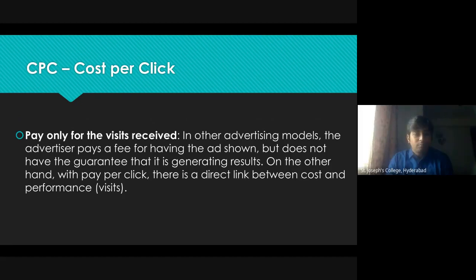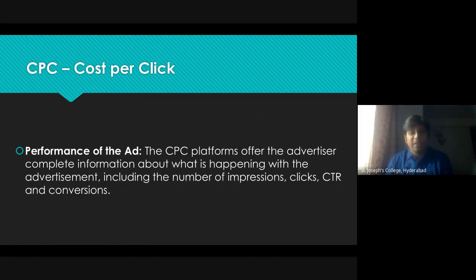Performance of the ad will help you understand. It gives complete information about what's happening. What is the CTR? What is the conversion ratio? How many people have stayed on your website for how many seconds, for how many minutes? How many people have shared your website on other social media, to their friends, in their particular social media accounts? Everything can be recorded, and the performance of the ads can be judged.